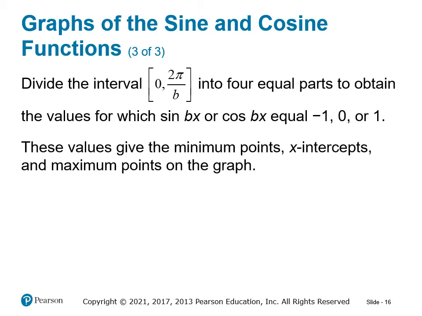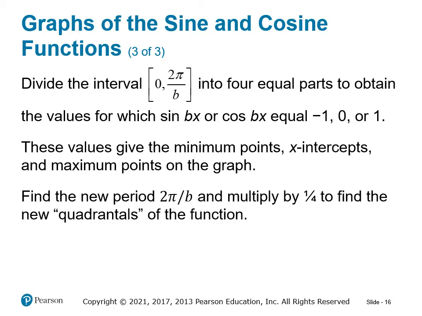This sounds really complicated, but if you build a table, it's pretty simple. So what we're going to do is, again, just use those minimum, maximum points, and the x-intercepts to make graphing of sine and cosine really simple. So the first thing we want to do is find the new period, divide 2 pi by b, that's the multiplier in front of the argument x, and then multiply by 1/4 to find the new quadrantals of the function, or the distance apart. You can multiply by 1/4 to find the first quadrantal, 1/2 to find the middle, and then 3/4 to find the last quadrantal, and then you have the endpoints, which are 0 and 2 pi over b.